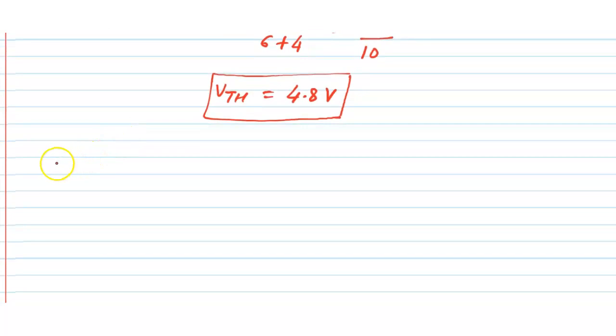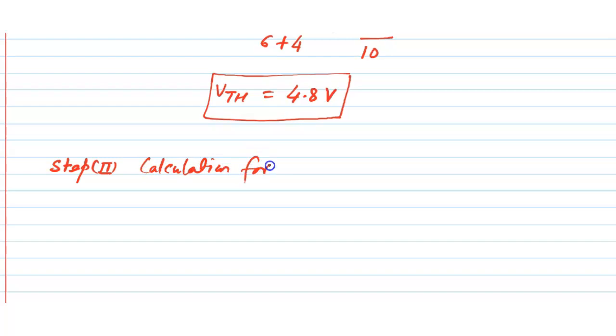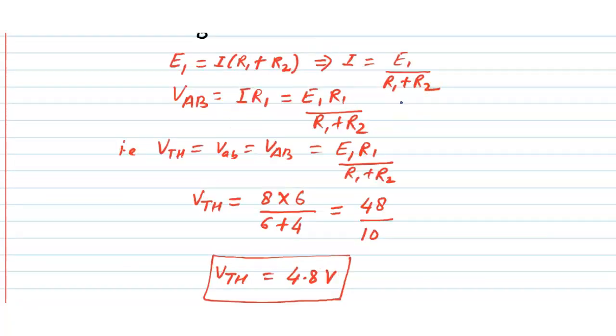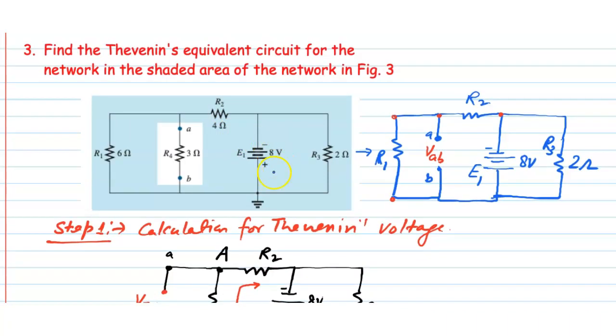Step number 2, calculation for Thevenin resistance. For this, you have to remove the voltage source from the circuit. This has to be removed and the load has been removed, and the resistance appearing here is the Thevenin resistance. So let's redraw the circuit.